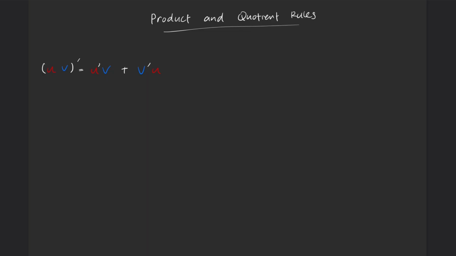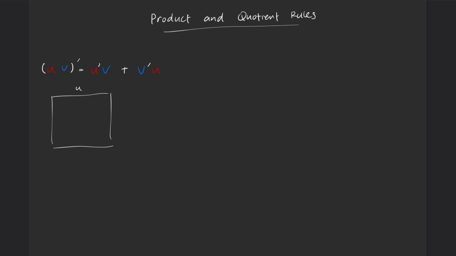So this makes sense if you think about how, if two things depend on x and you multiply them, the rate of change comes from how the first one changes while the second is fixed, and then after that, how the second one changes while the first one is fixed. And you can't let them both change at the same time or you will double count. I can quickly show you how this works.